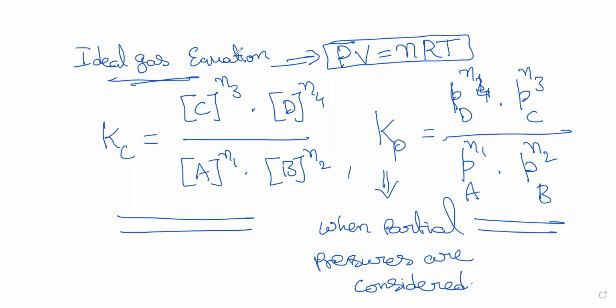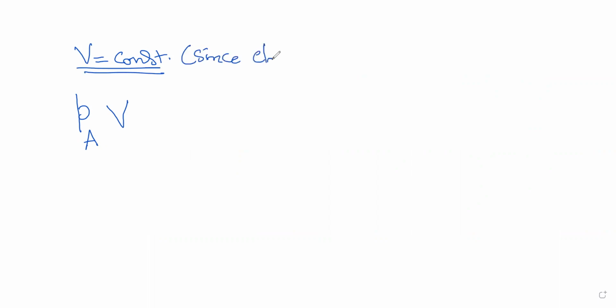Noted, sir. Now, let us write partial pressure of the gas A into volume. V is the volume of the container. V is constant. Equilibrium reactions are done in a closed container. Since it's a closed container, V is constant. PA into V is equal to number of moles of gas A into R into T.